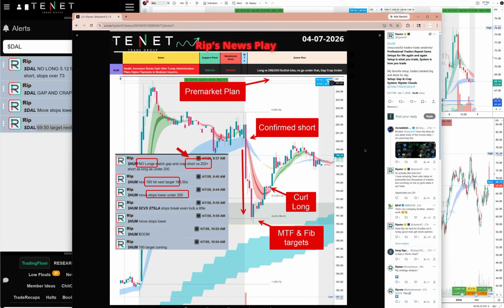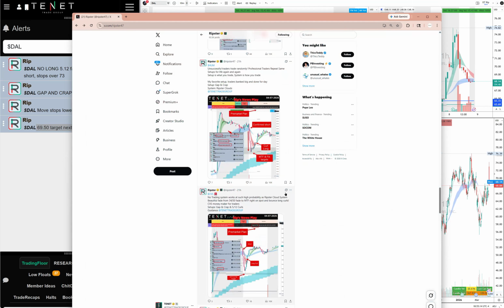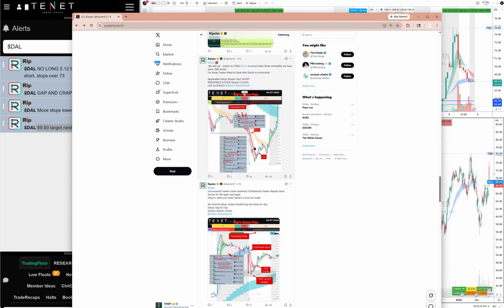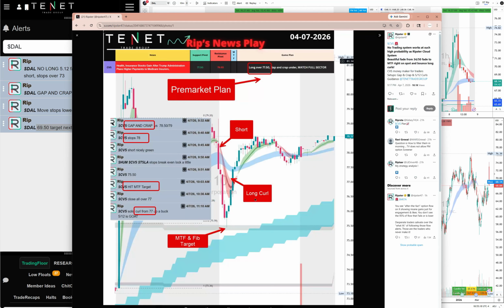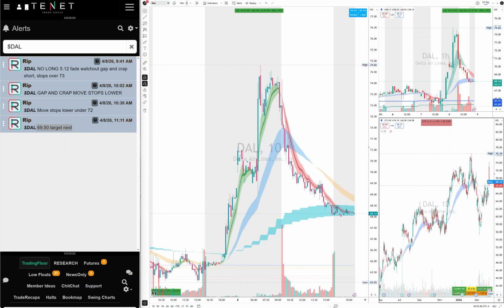Another profitable trade. Just like the trade I showed you today, another one yesterday was a gap and crap on CVS. Another live step-by-step guidance. I told the traders to long over 77.50, crap under that. As soon as it breaks, I tell the traders to short it, and that also hit our MTF magnet target. So great examples of gap and craps and hitting the targets on the MTF and using Fibonacci. One of my favorite setups, beautiful trade. Let's go to the next one.